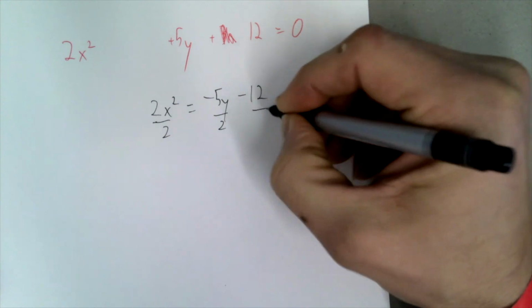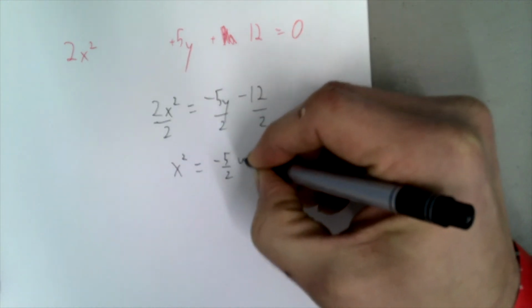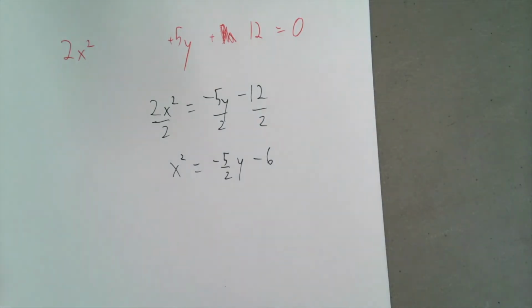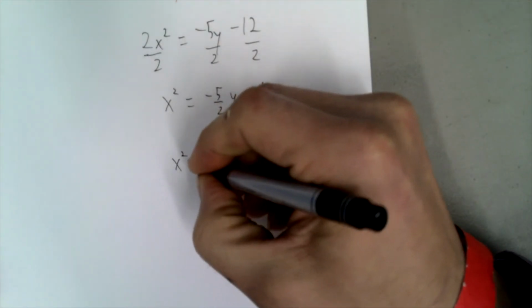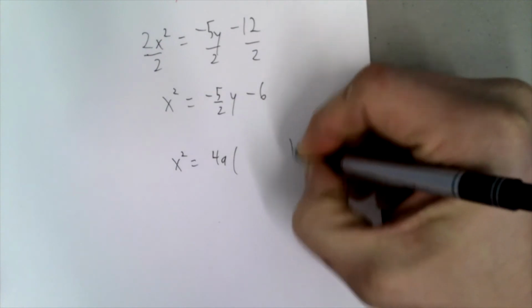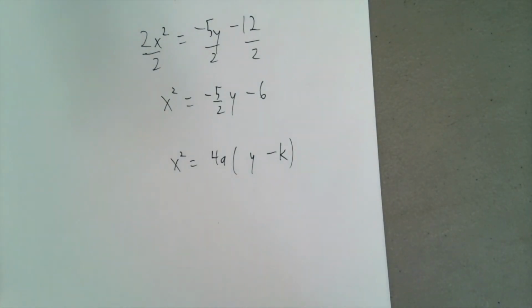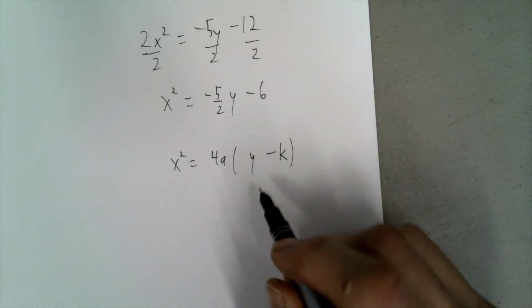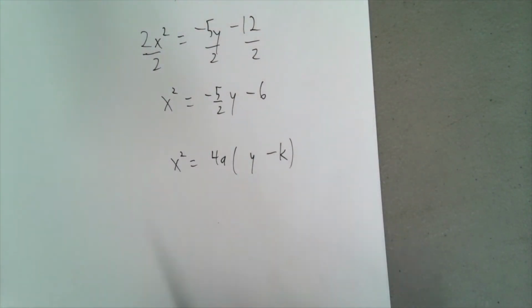Divide by 2 everywhere. X squared equals negative 5 halves y minus 6. Now I have an extra term in this, so I'm not getting x squared equals 4ay. What I'm going to have to do instead is get x squared equals 4a times y minus k. There's going to be another term out here, and that means my vertex got shifted. If you replace the y with a y minus k, the vertex gets shifted by k units.